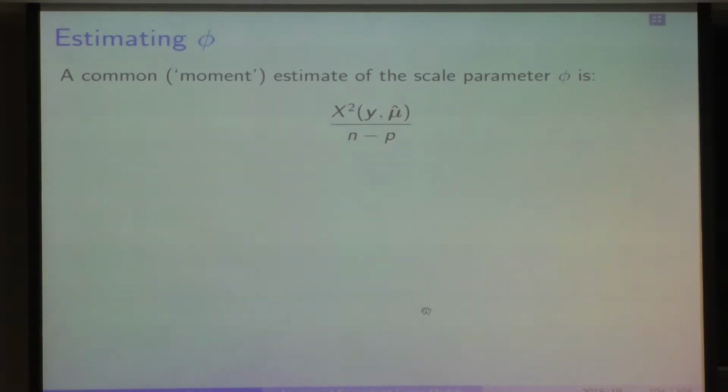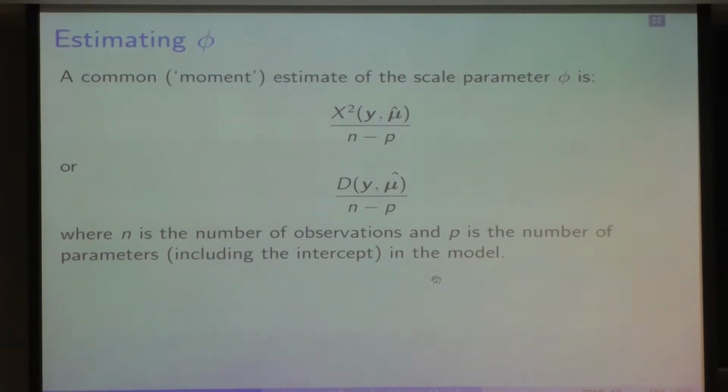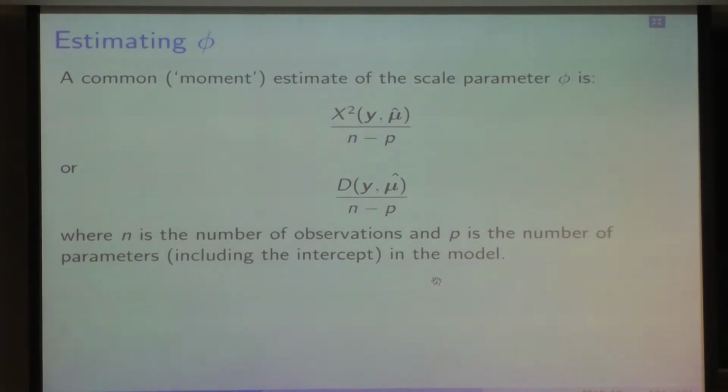or we can use the residual deviance for the fitted model. Again, in both cases, we can divide by n minus p. Here n minus p is the usual number of degrees of freedom, the number of observations n minus the number of parameters that we've fitted in the model. The parameters here exclude phi, so it's the number of terms in the linear predictor, including the intercept. So it's just the usual number of degrees of freedom for either a linear model or a generalized linear model.